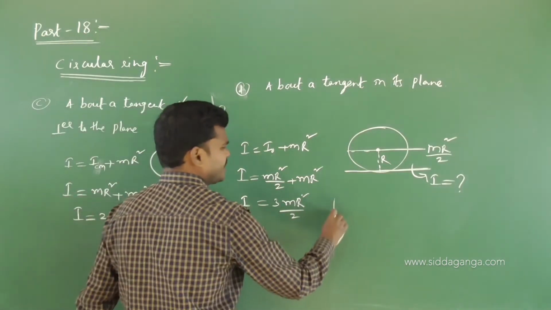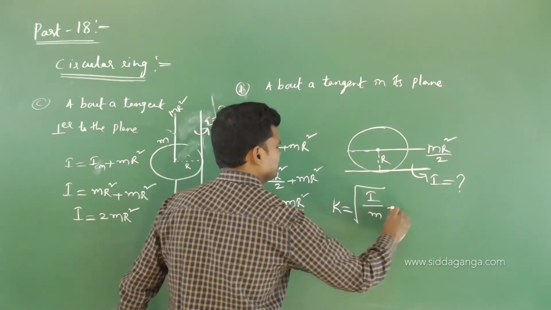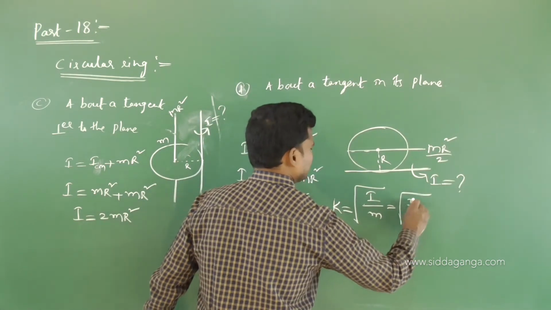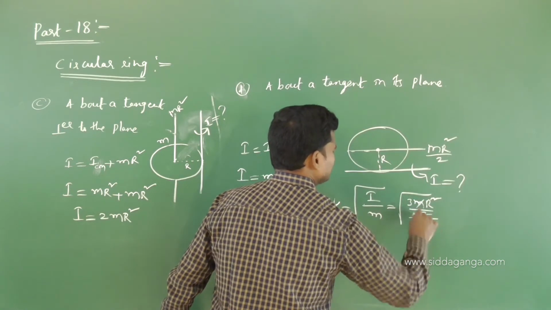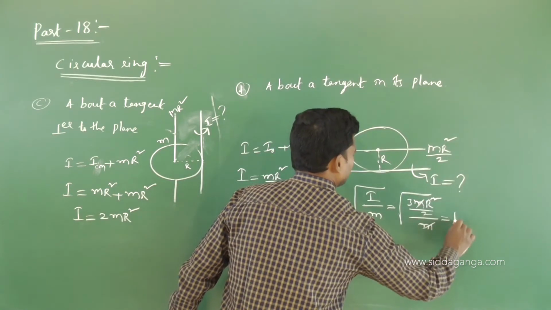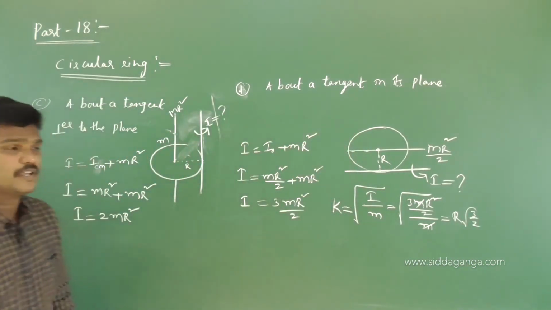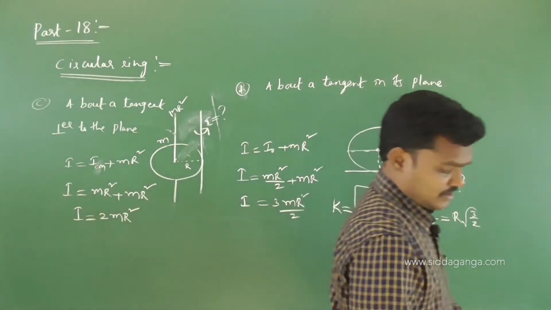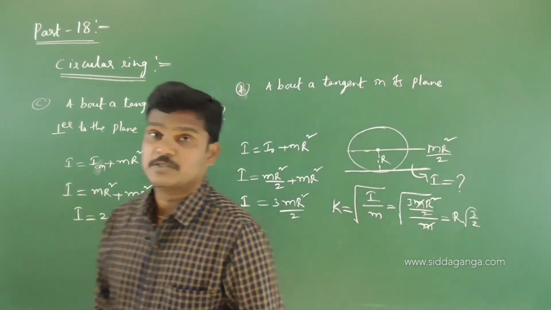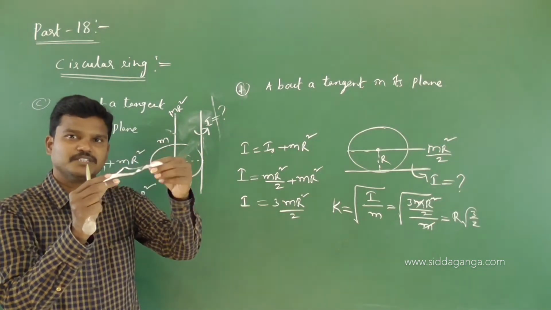If they ask you to find the radius of gyration, root of I by m: I is 3mR square by 2, divided by m, so you will get R root 3 by 2, that is root 3 by 2 times R. Okay, see four formulas. What is the first formula? See, this is the circular ring whose radius is R, whose mass is m.